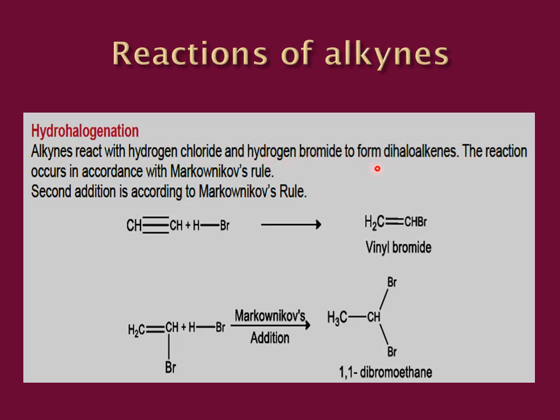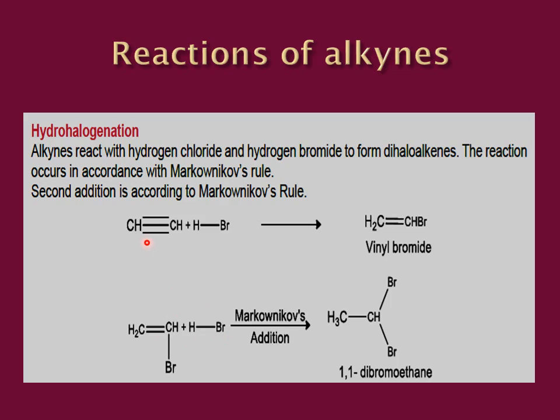The second addition is according to Markovnikov's rule, because in the first step we are having an alkyne and it is a symmetrical molecule, and Markovnikov's rule only applies to unsymmetrical alkenes and an unsymmetrical reagent. But over here alkyne is a symmetrical molecule. So this H and Br is going to add across this triple bond and give us vinyl bromide.